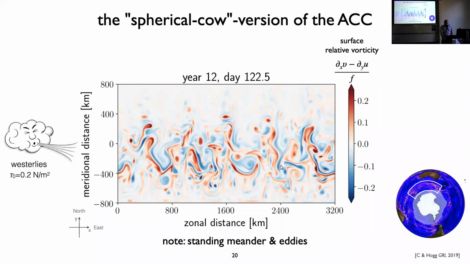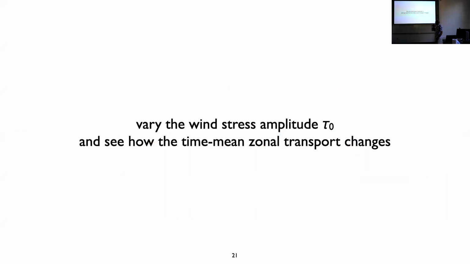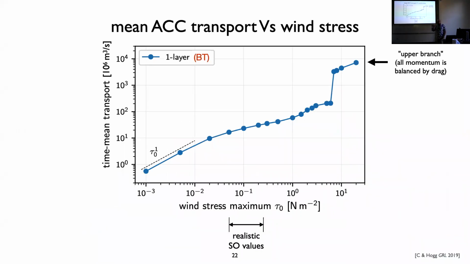So, okay, other than good movies, can we understand something with this model? We want to play this game now. We will change the strength of the winds and see how the strength of the current changes. Okay. We'll start with one fluid layer. So there's no baroclinic instability, none of these textbook explanations. If we start with very, very weak wind stress values, and a realistic value for the Southern Ocean is somewhere in the middle, then indeed doubling the winds implies doubling the strength of the current.